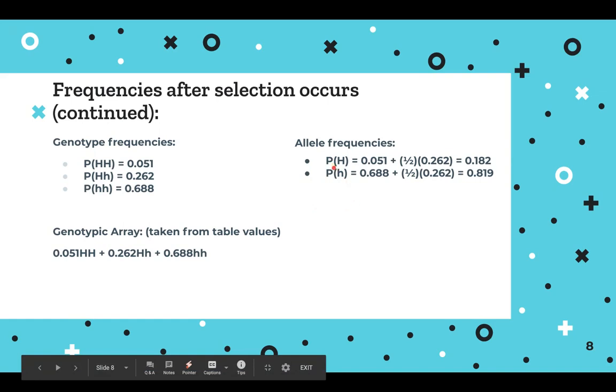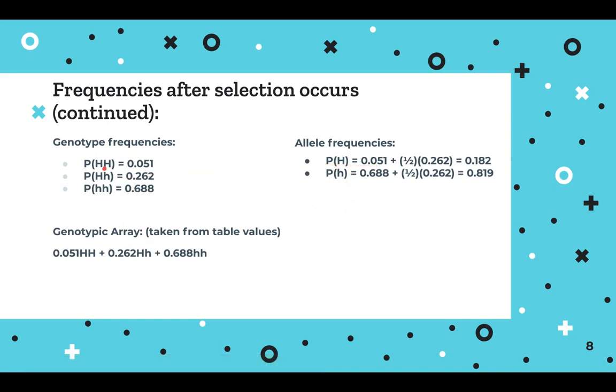For the allele frequencies, we just add the genotype frequency for big H big H, plus a half times big H little h. We're finding our big H allele. We have 2 big H's and 1 little h here, so that's why we add those up, and we do essentially the same thing for little h.